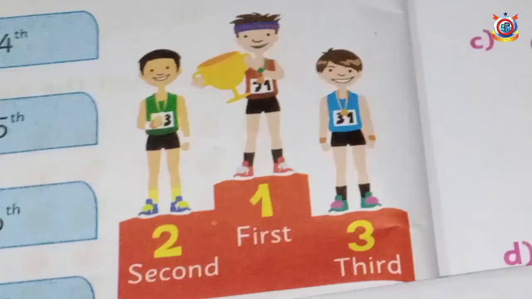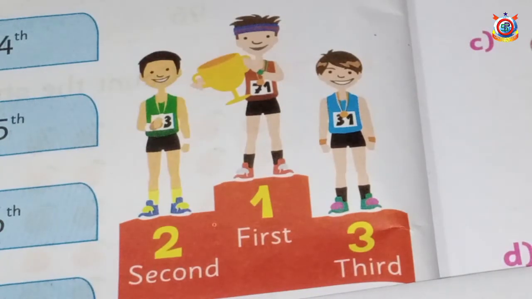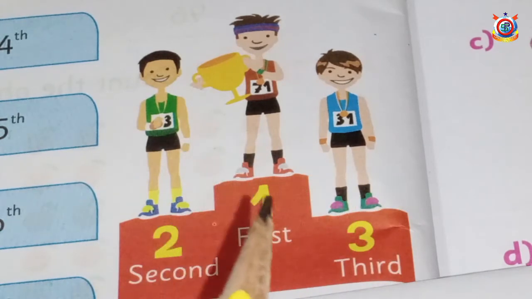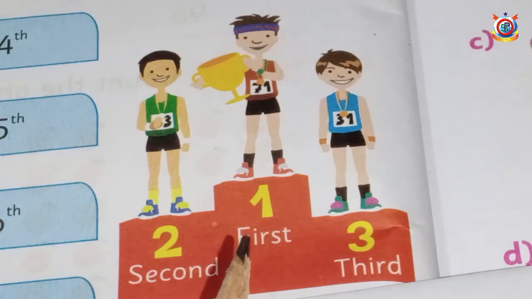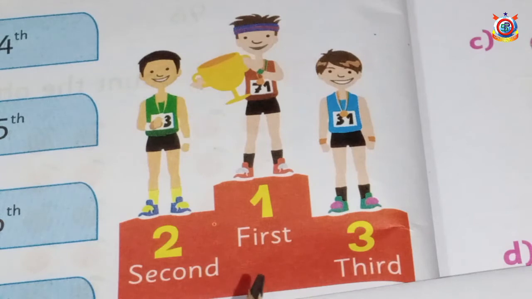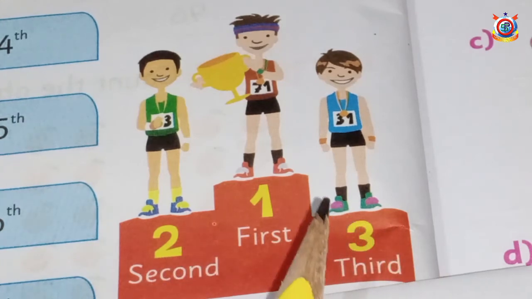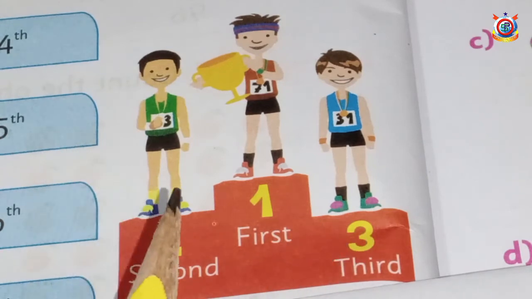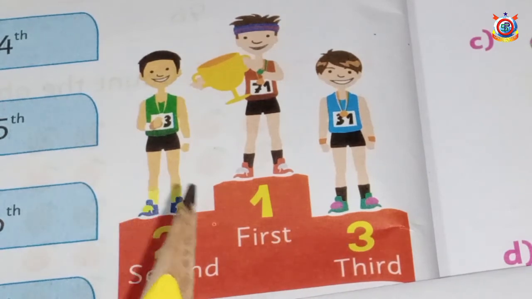Okay students, can you see these three friends? These are the three friends, and one friend comes first in the race. He has a trophy and he is first. And then this boy came second. He is second in the race. And this boy is third in the race. First, second, third. Okay students, I hope you have enjoyed today's class.